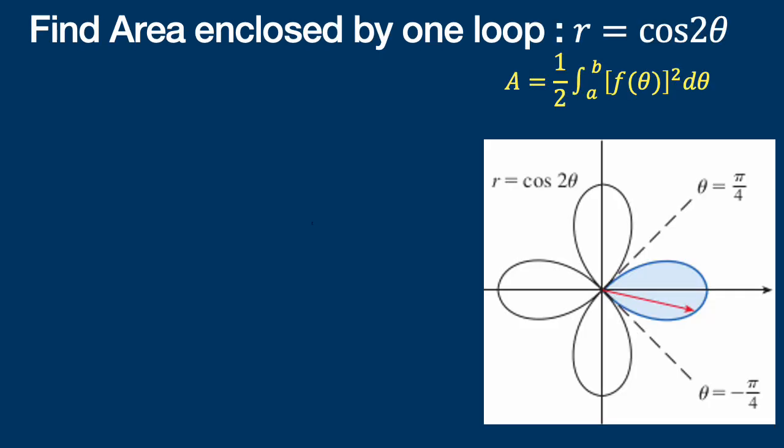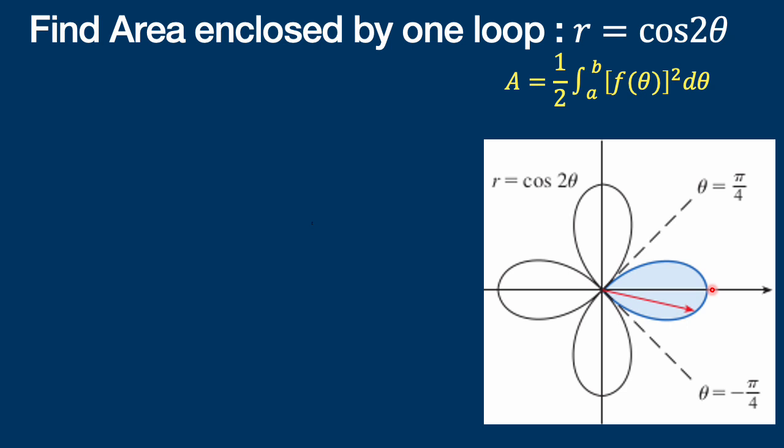Let's have a first example to find the area enclosed by a polar curve. They ask here to find the area enclosed by one loop. They have 1, 2, 3, 4 loops, so I picked this one. Okay, that's the one loop.